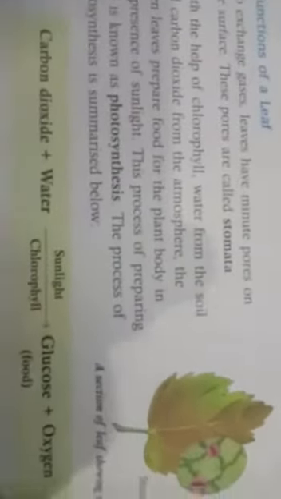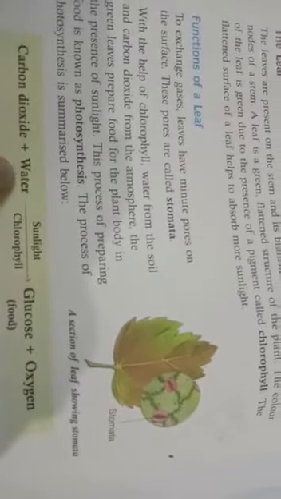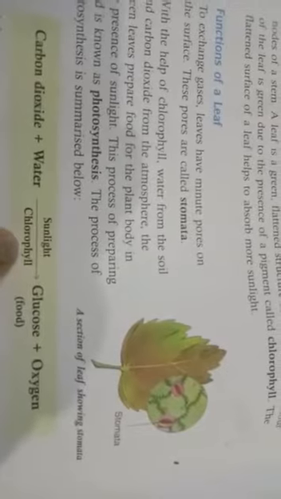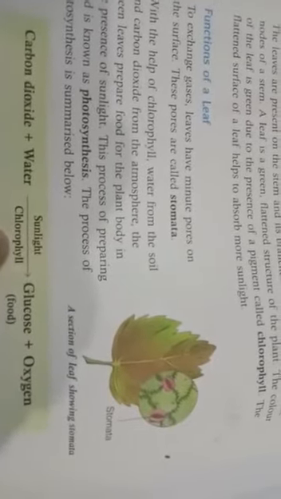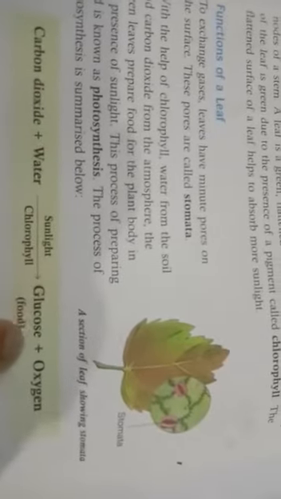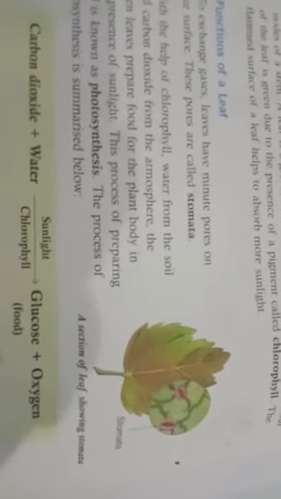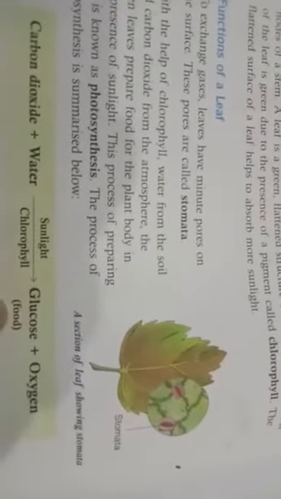Carbon dioxide plus water. This is CO2, carbon dioxide, plus water. These both combine together in the presence of sunlight. Chlorophyll is already present in the leaves, the green pigment I told you about earlier. And when the carbon dioxide, water, sunlight and chlorophyll all combine together, they form glucose. The food that the plant makes is called glucose. Glucose is considered as the food.